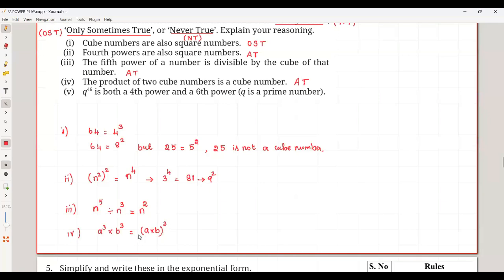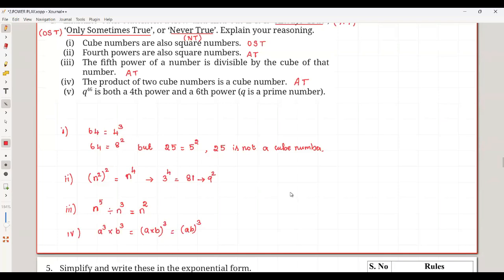Always this will be a cube number. The product of two cube numbers is a cube number. This is also a cube number, ab to the power 3. So this will come as ab to the power cube. This is a cube number. This is also always true.